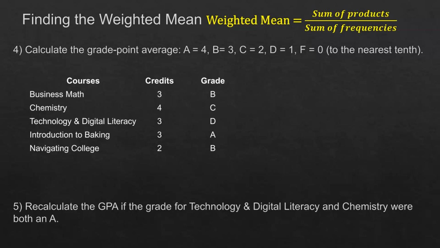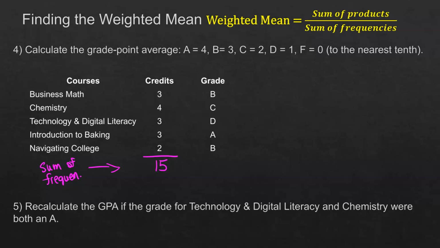Now the credits happen to be the frequencies, right? So this is the sum of my frequencies when I add up my number of credit hours. And so when I add up my credits, that's 15. So this is the sum of frequencies right there. And then we have to calculate to get a product, right? Because we need the sum of products.